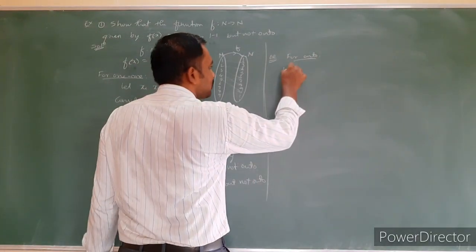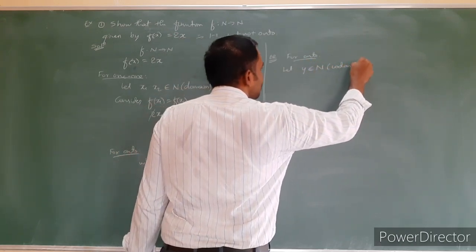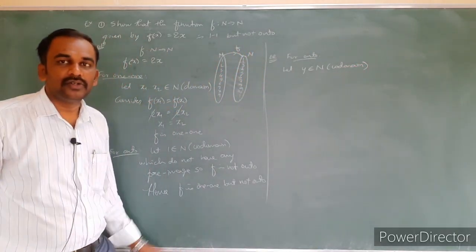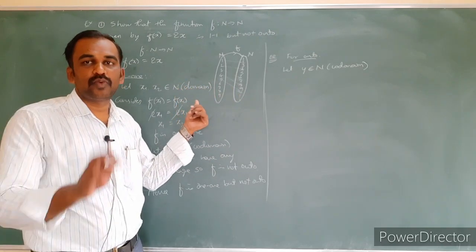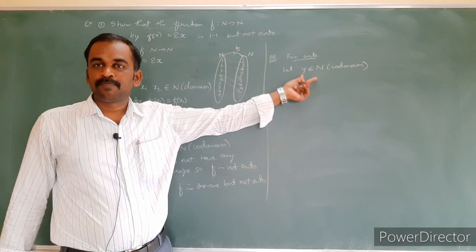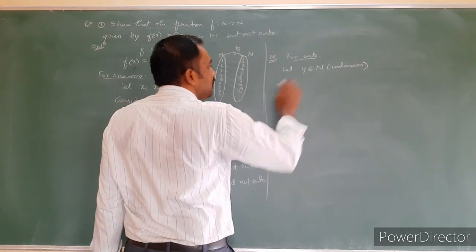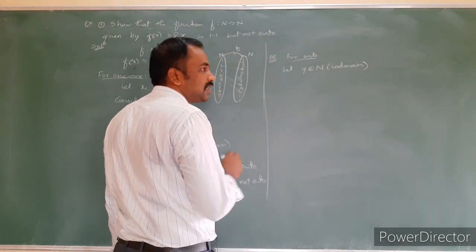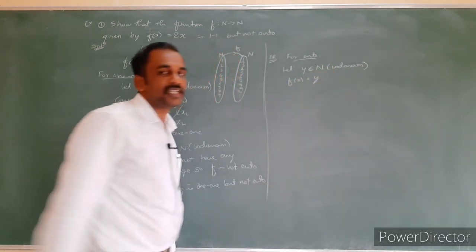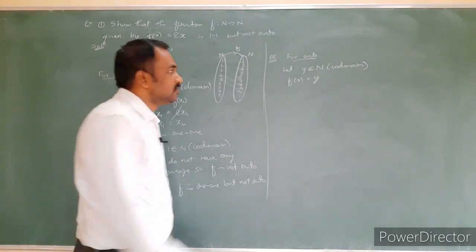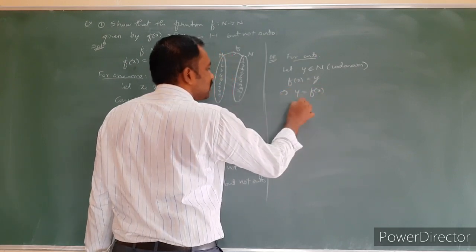For onto, let any element y be present in the codomain. Consider one element. What is the definition of onto? Every element of the second set has at least one pre-image. I consider one element from the codomain set. Here the codomain set is the natural number set. Let y belong to the codomain set N. Then let f of x be equal to y. Now replace, y is equal to f of x.